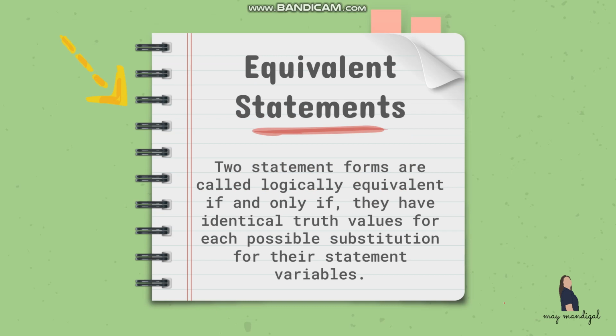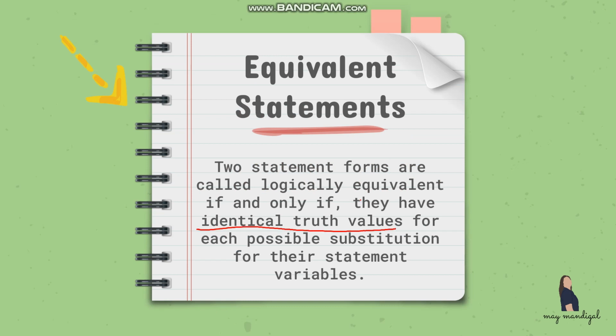Two statement forms are called logically equivalent if and only if they have identical truth values for each possible substitution for their statement variables. So when can we say that the statements are equivalent? We can say that the statements are equivalent if they have identical truth values.